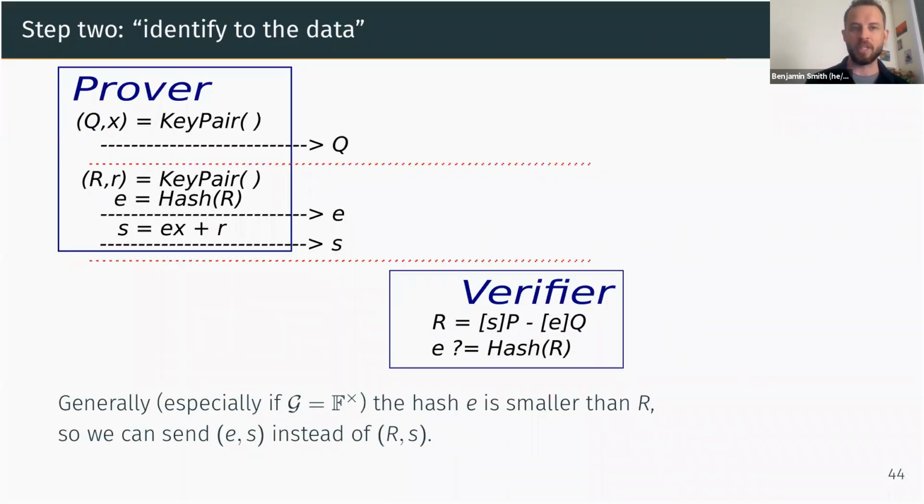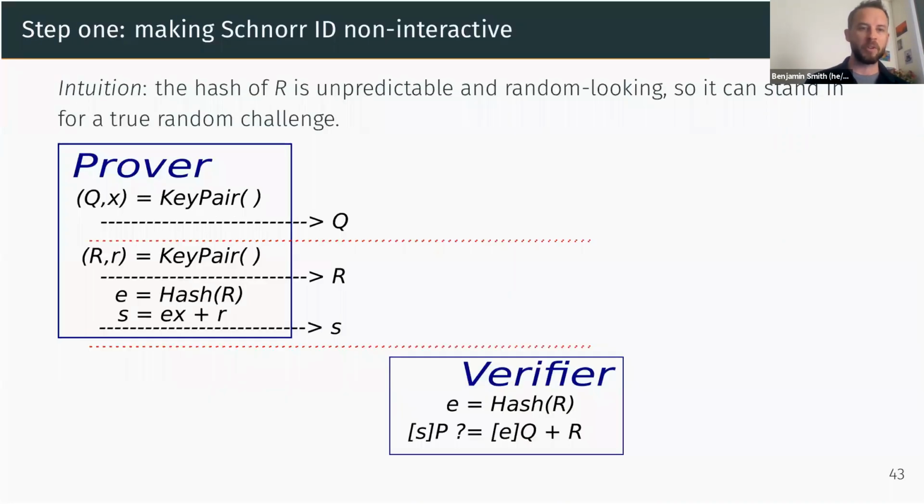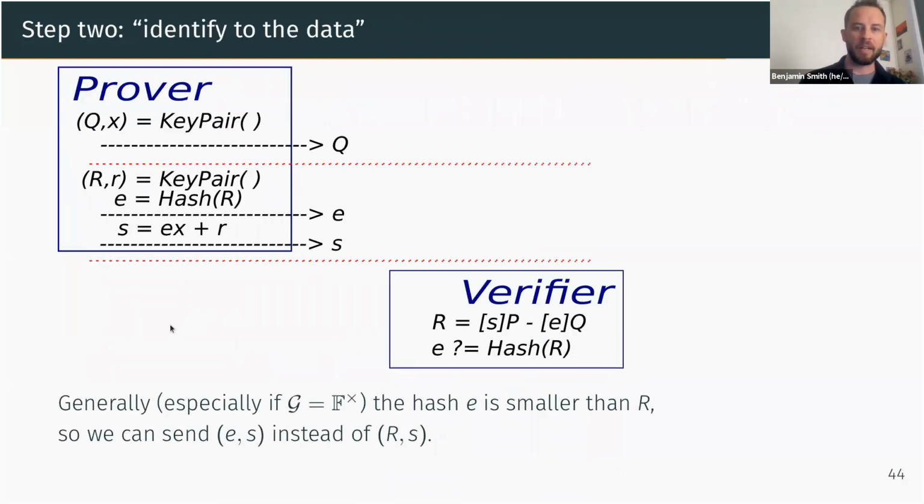So the second thing is, I was saying, you have to identify to the data. Here we've got an identification scheme. There's no data involved, so there's no signature. And so just before I say that, I also want to emphasize that generally, like in a lot of settings, the hash is a lot smaller than the public key, because the hash, you can take a 128-bit value, but if your public key is in like a finite field discrete log group, it's like 3,000 bits, which is way too big. So you can switch it around and send E and S instead of R and S. The verifier can reconstruct R using the relation that they would normally check.